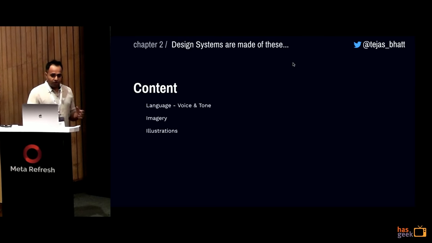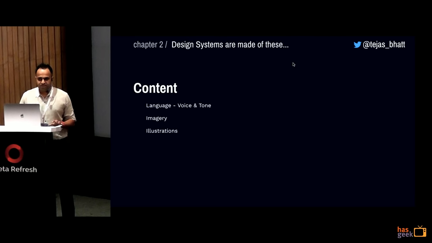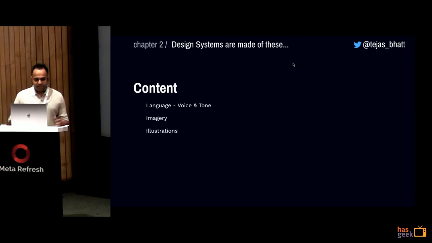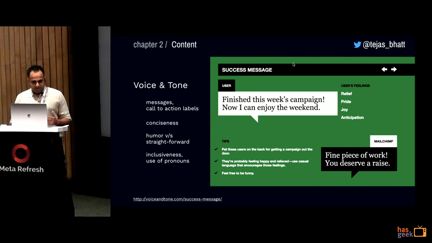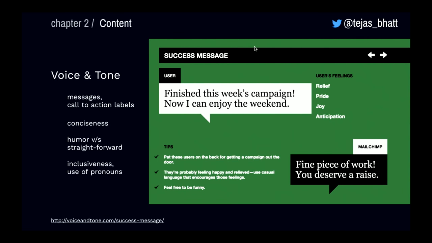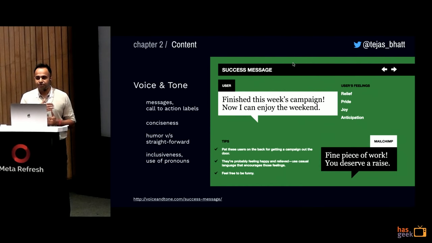So, content is one of the key parts of a design system. It includes the language that we use in our product, images, illustrations, and a lot of other media like video. First, voice and tone. Even if a product is mostly media, something like Instagram or YouTube, there are still a lot of messages, a lot of text, and labels in textual format. So, products still involve a lot of textual communication. In your design system, you can define the tone of all those messages. What tone are you taking to talk to your users?